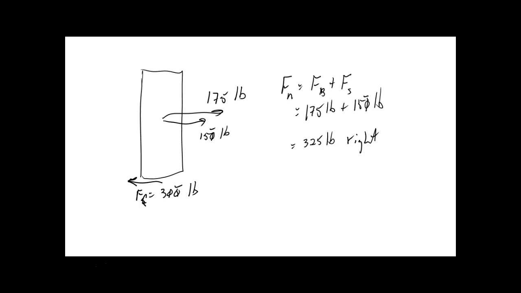25. Yes, you're absolutely right. Subtract the 300 pounds to the left, and that leaves you with 25 pounds in which direction? To the right. Right. That's one of those line dances.